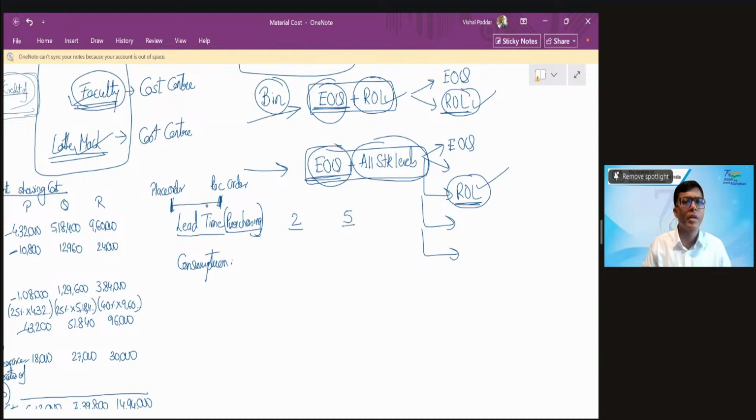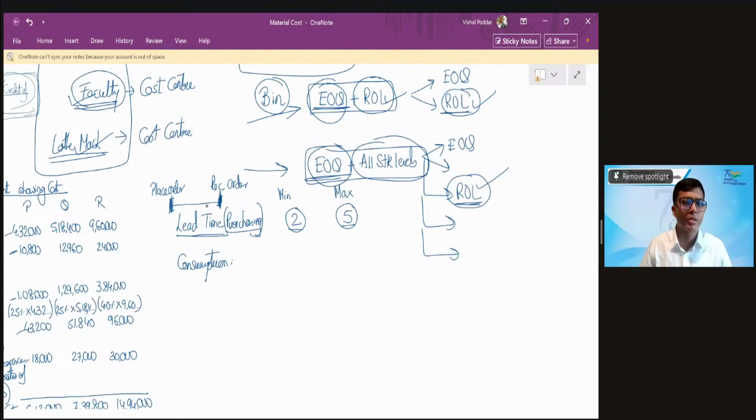Now we always have this type of timelines. Firstly, this 2 days, this 5 days is my lead time for purchasing. What is lead time? Today, if I place the order, in how many days will I receive that material in my factory? This is my minimum lead time. This is my maximum lead time.